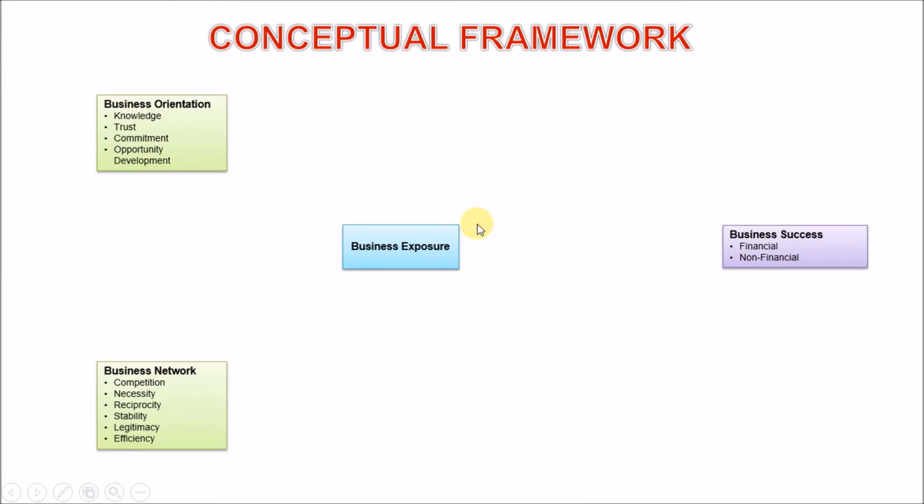So now the question is whether it is allowed to have multiple mediating variables. The answer is yes, we may have another one between business exposure and business success. So we may have multiple mediating variables, just like multiple independent variables. But again, the dependent variable should be only one.